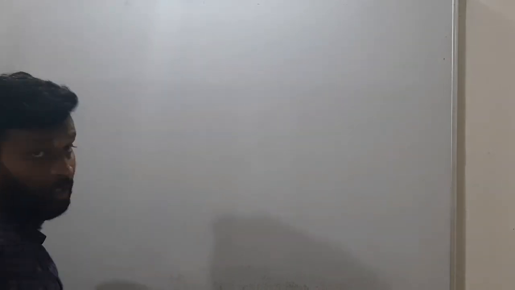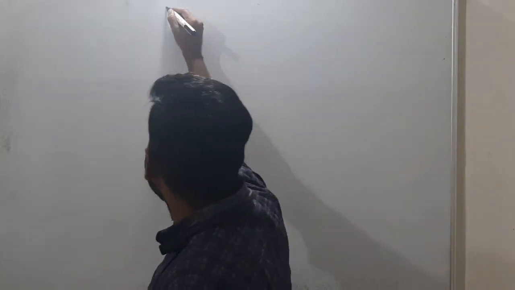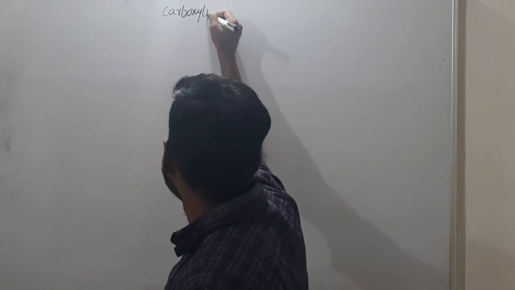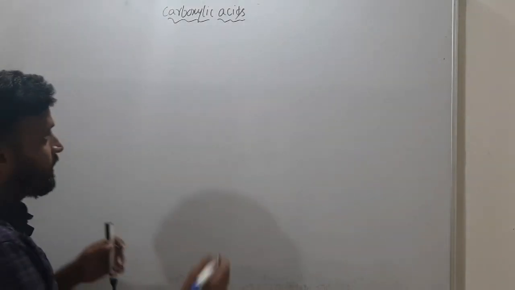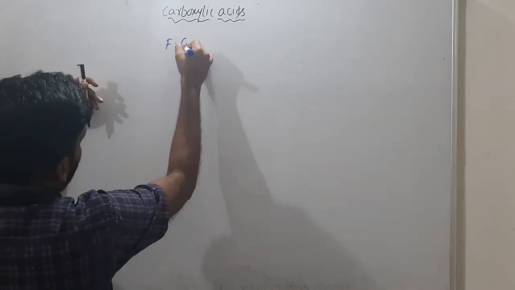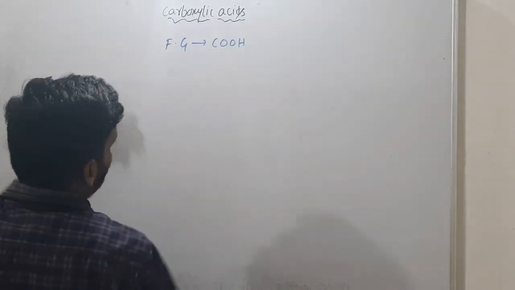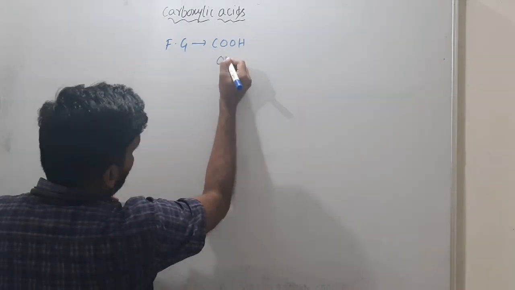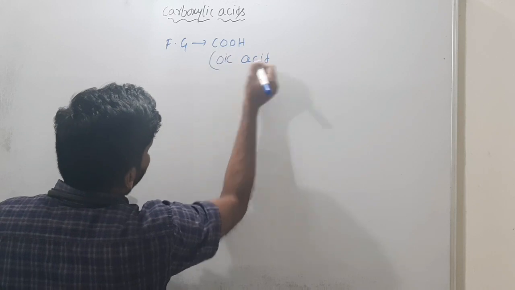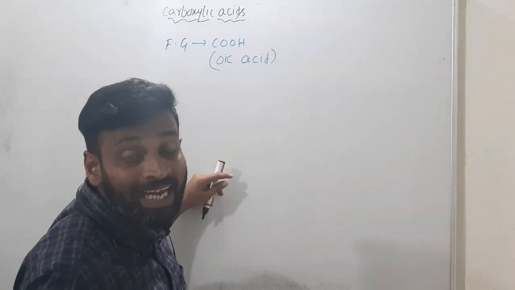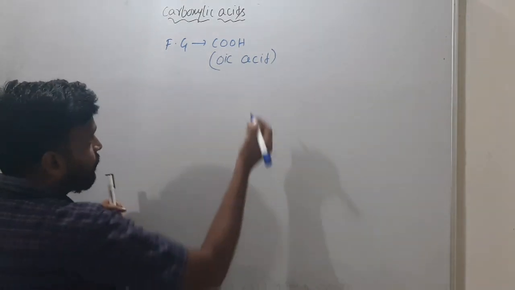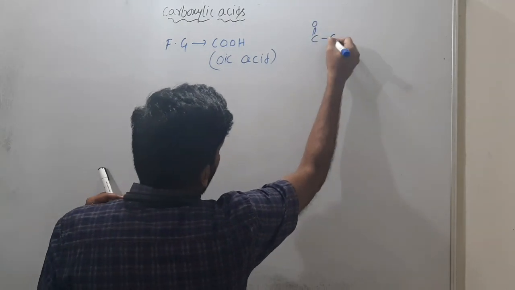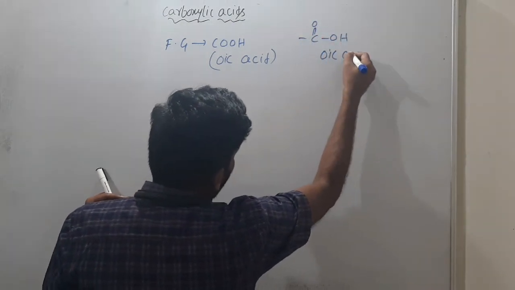Next we have to start carboxylic acids. Carboxylic acids means having what functional group? Everyone knows, this functional group is COOH, and this is also called oic acid. Understanding, everyone? And for carboxylic acid derivatives, you have C double bond OH. This is called oic acid.